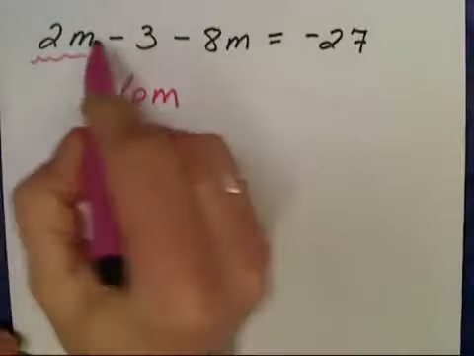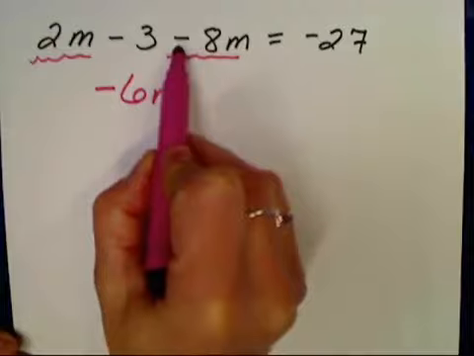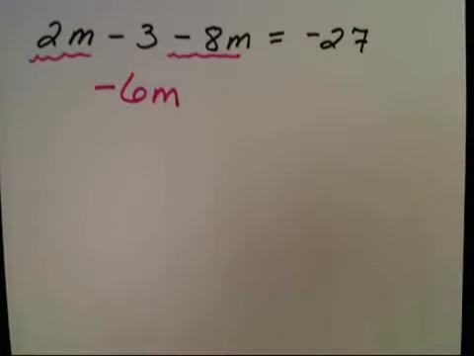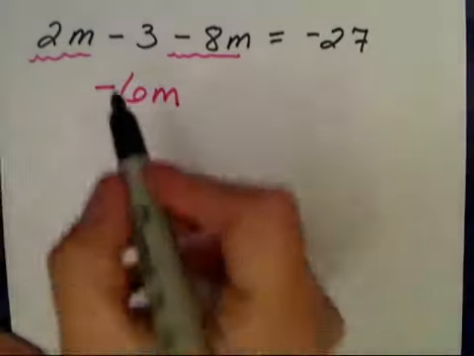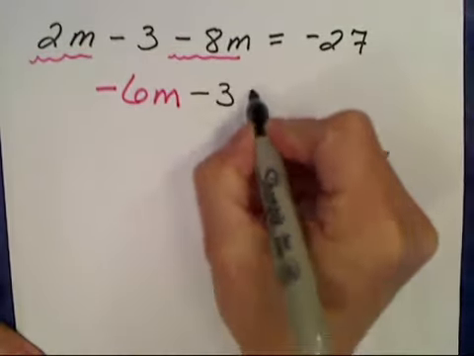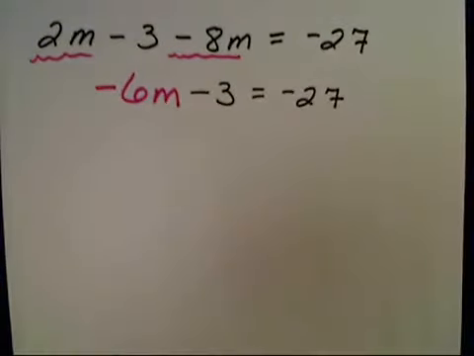Once again, those terms are on the same side. This is a negative because the sign in front of the term goes with the term. So we'd have negative 6m. I didn't do anything with the minus 3, so that comes along for the ride. Still have our equal sign, and now we have the negative 27 on the right side. Now our problem looks just like the previous one.